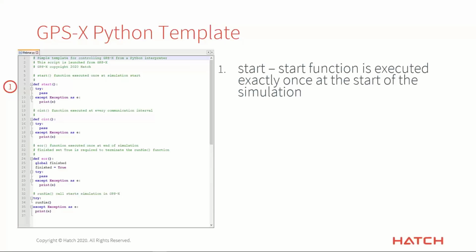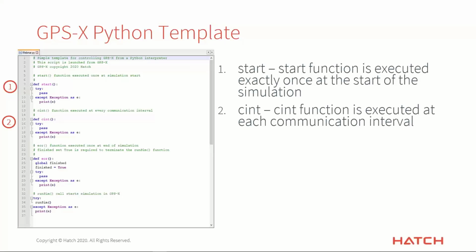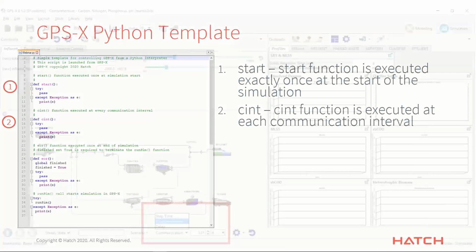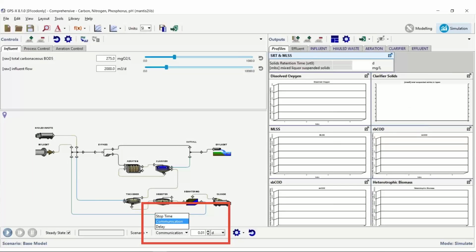The next function definition is the sint function. Now this function will be executed at every communication interval. And if you're not familiar with a communication interval, it has a direct analog in GPSX where you can set the communication interval in this bottom menu here, and it allows you to specify when GPSX will essentially pause. And in that function, at every pause interval, you can then do things with Python to apply logic to your simulation at that set interval.